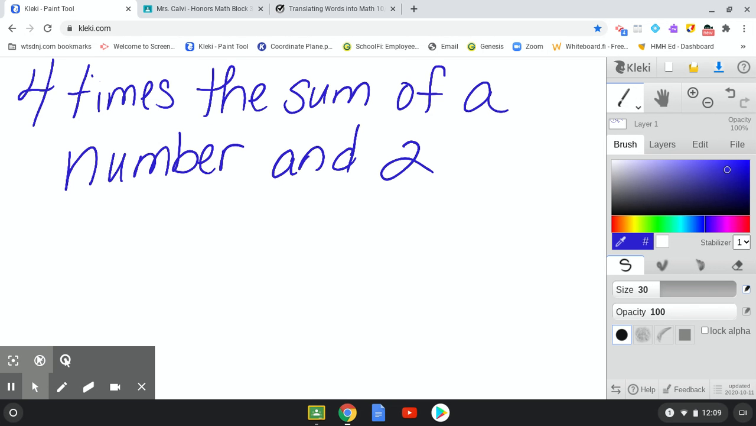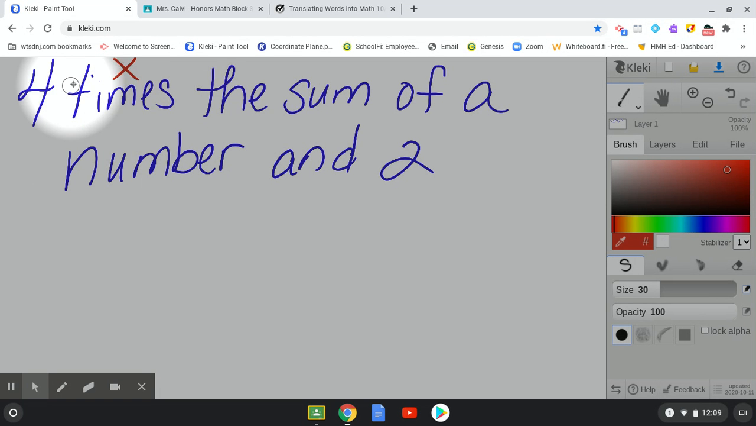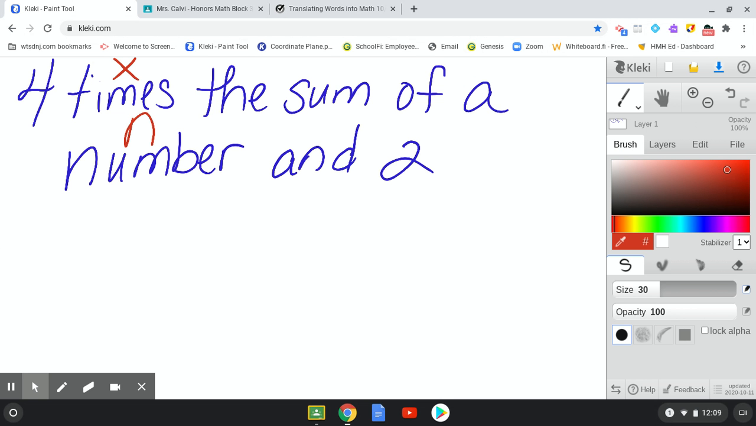So it says 4 times the sum of a number. So I know times means to multiply, right? So I know I'm going to be multiplying 4 by something. Well, it's telling me to multiply that by the sum of a number. Number is going to be my variable. Let's use n for number, and 2. So we also know that sum means to add. Well, I'm adding, right, the n, the number, and 2.